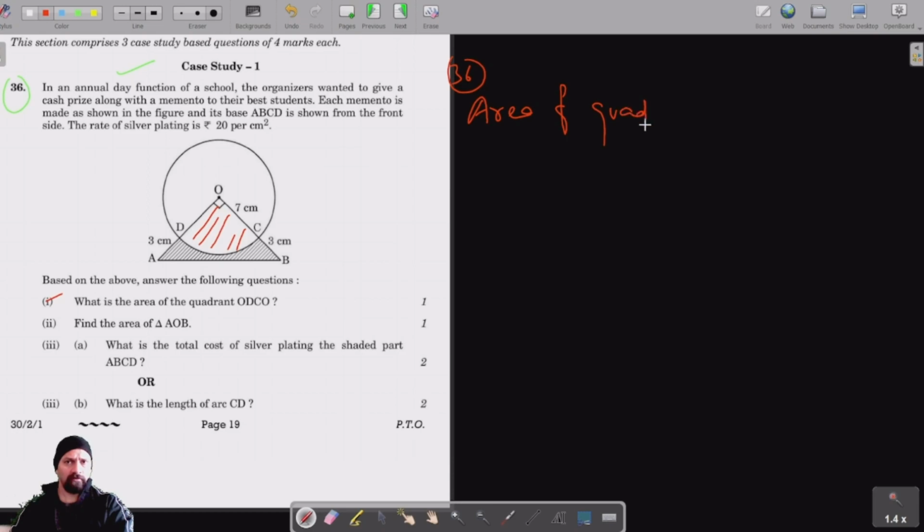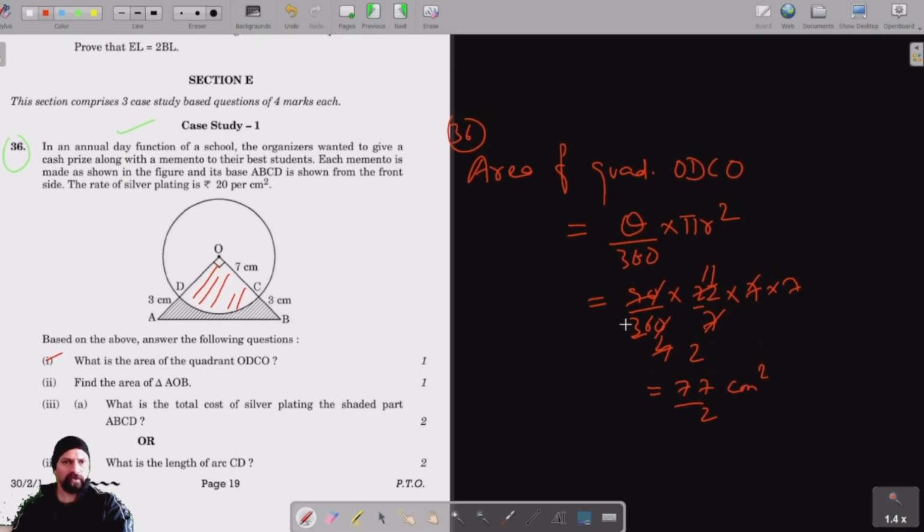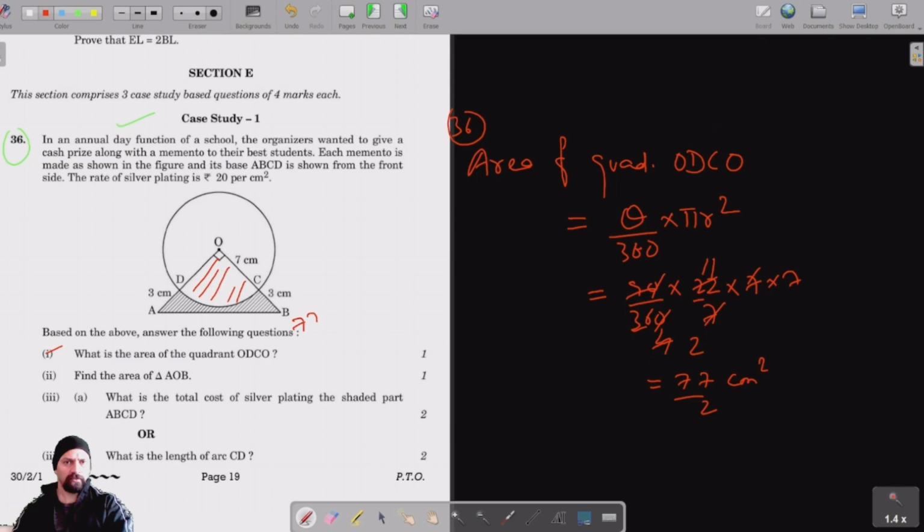So area of quadrant ODCO is equal to theta by 360 into pi r square. Now theta is 90, so 90 by 360 into 22 by 7 into r square, which is 7 into 7. This gets cancelled, this is 4, 11, and 2. So this is 77 by 2 centimeter square, which is the area of the quadrant ODCO.